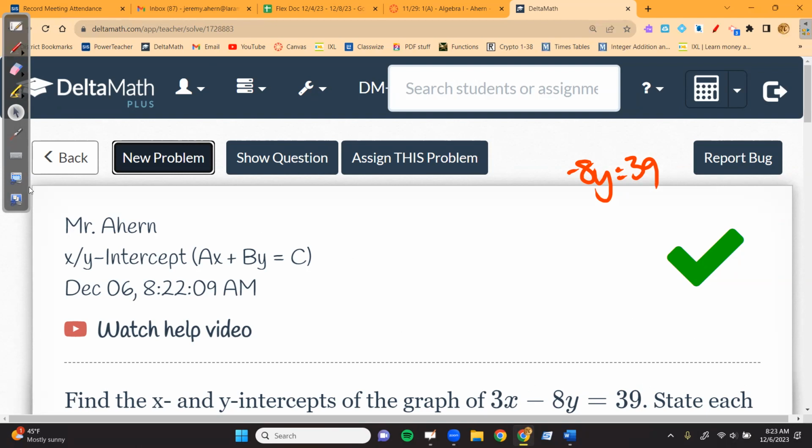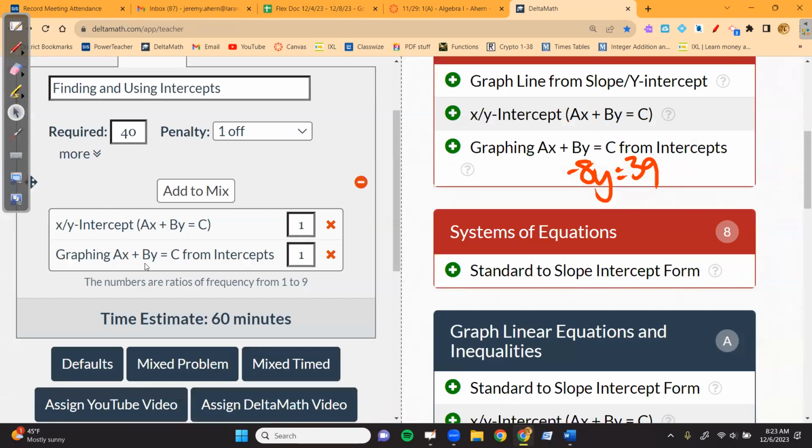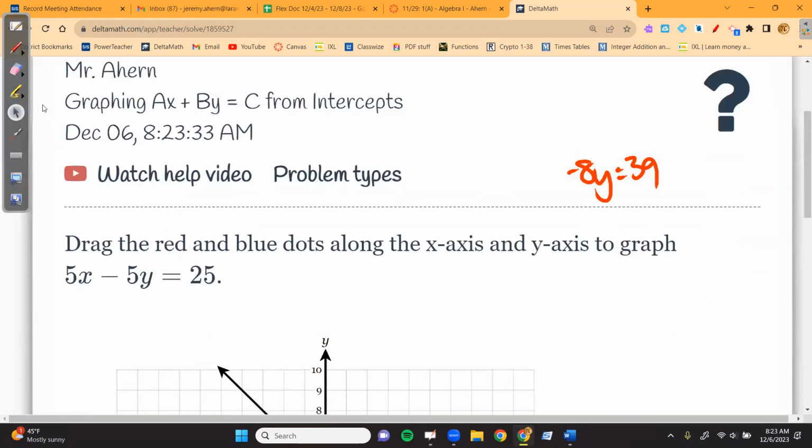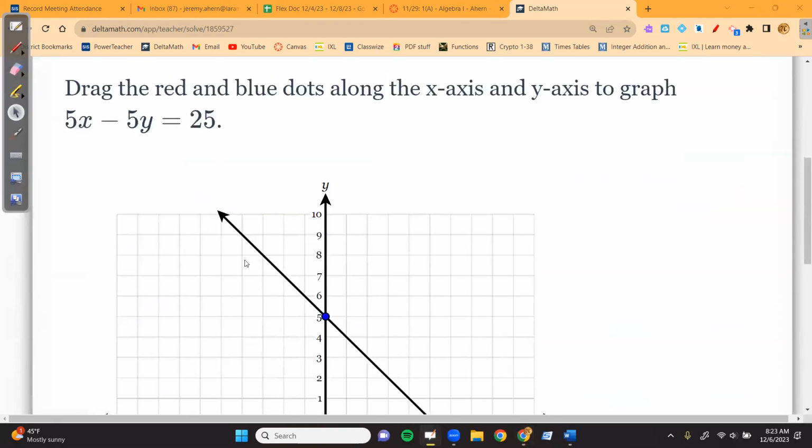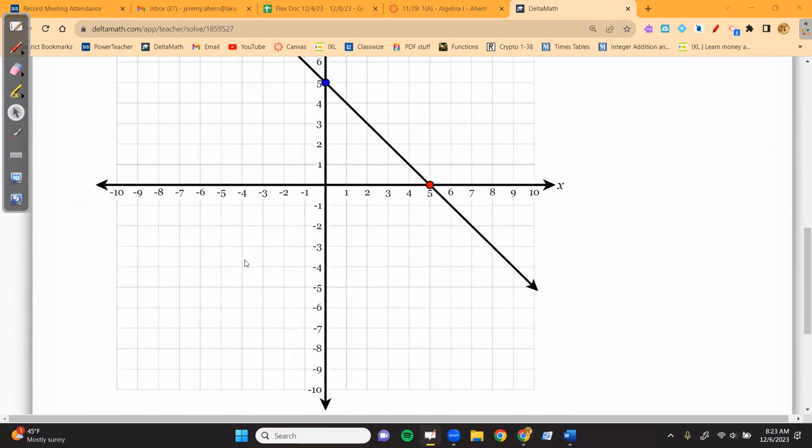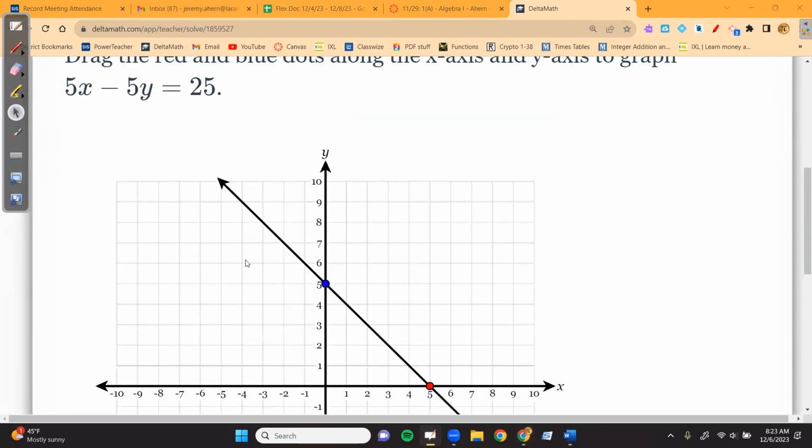The other type of problem that you're going to see is graphing using the intercepts. I know a lot of you have already started. I hope you haven't stopped listening. Problems like this, you never have to explicitly state what the intercepts are. It's just a graph.